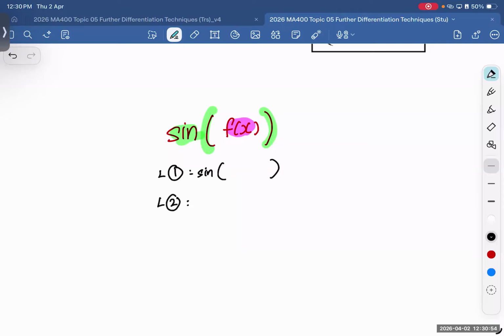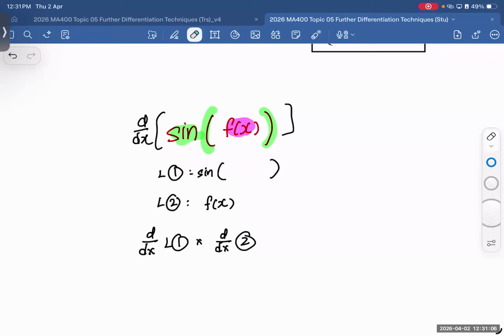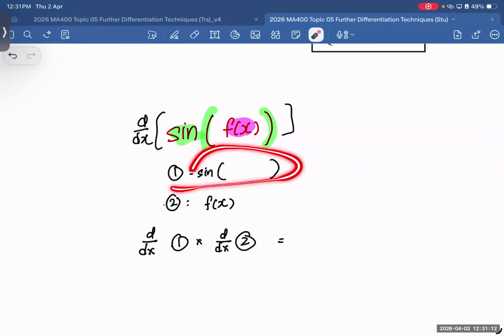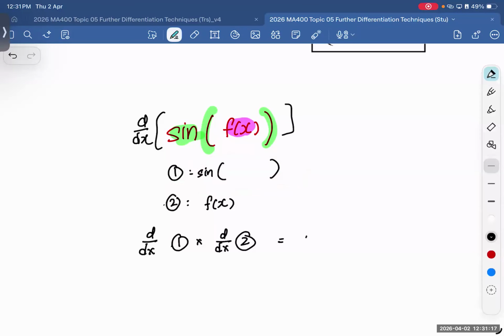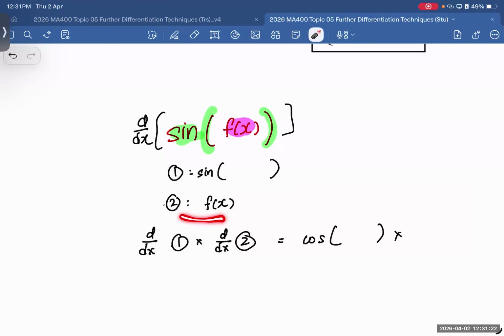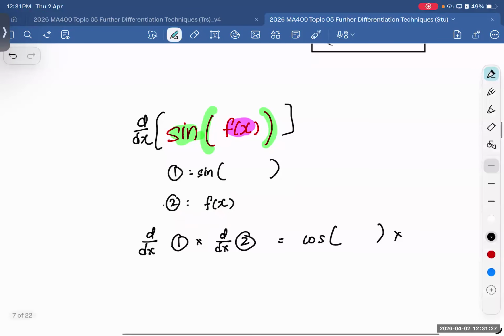So what is my derivative? All I need to do is differentiate layer one, multiplied by the derivative of layer two. If I differentiate sine of whatever, it gives me cosine, staying the same inside. If I differentiate f(x), I get f prime.